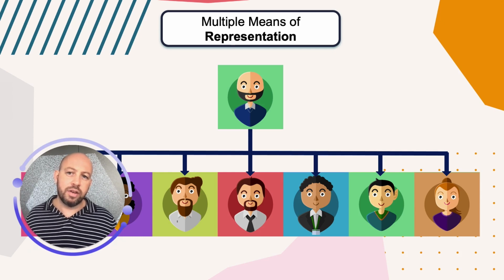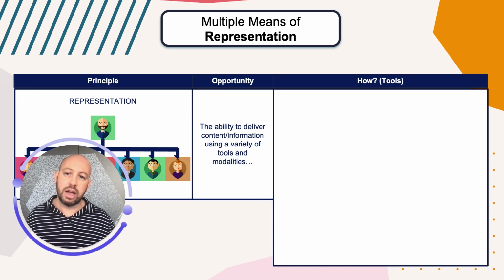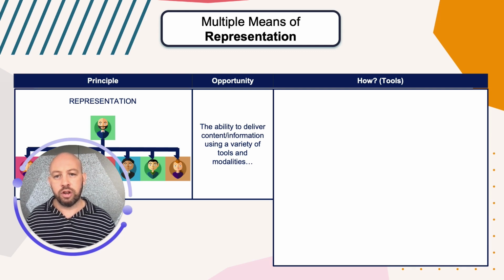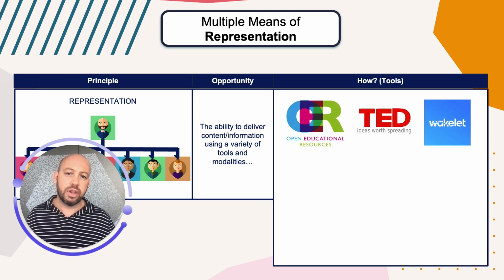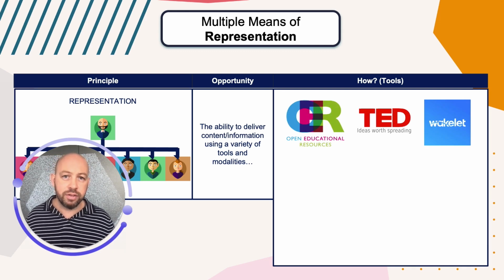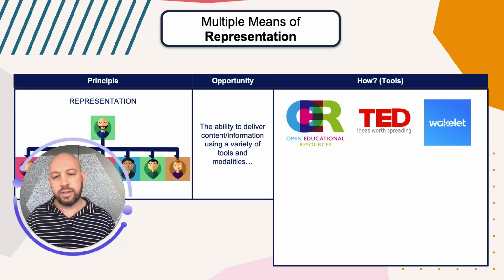Okay, so our next principle of UDL is multiple means of representation. And this really is thinking about how can I meet that learning objective in many ways? How can I provide an option or multiple options for those learners? Now, the easiest way is to curate information, see what's already out there, and take it and utilize it.